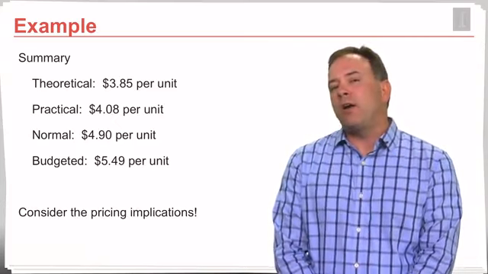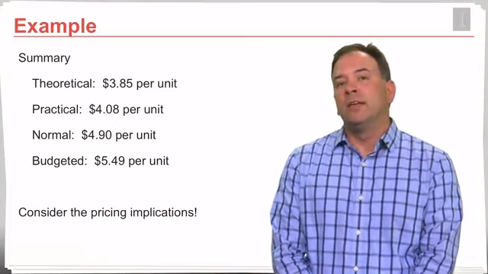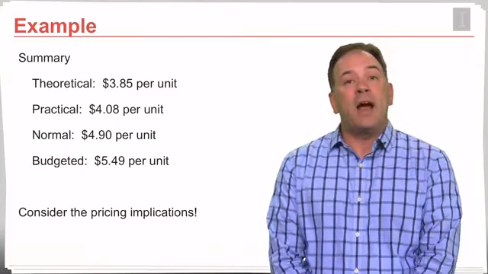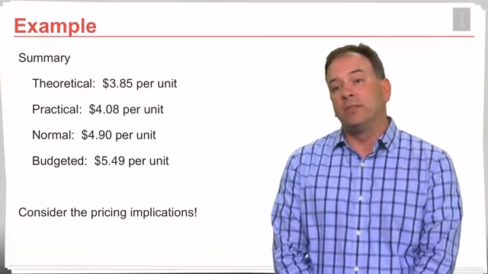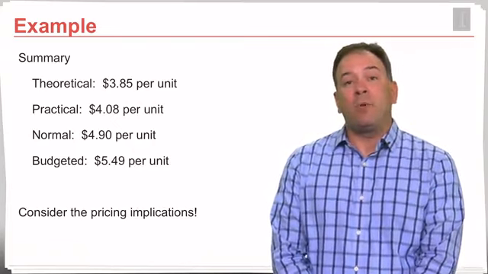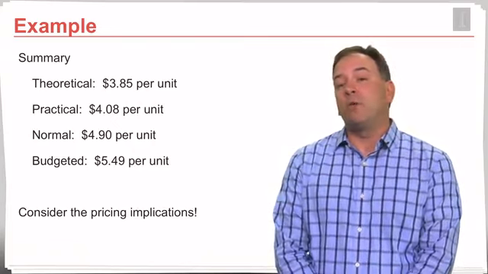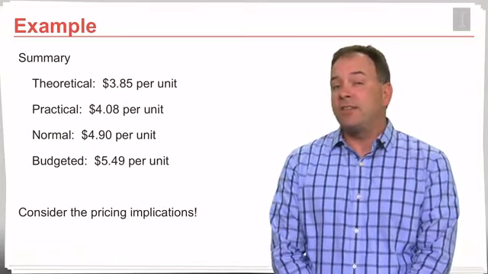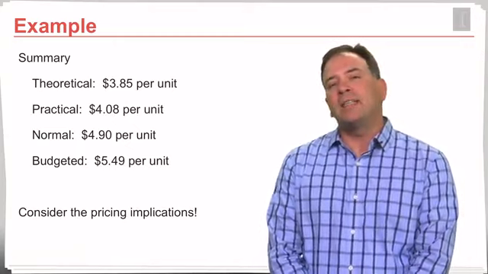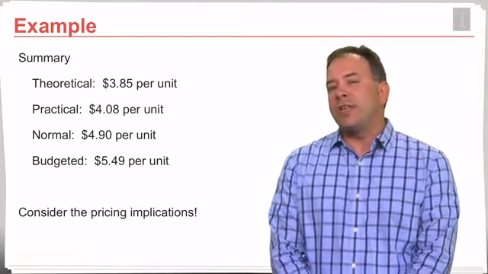Imagine using these product costs to price your product. And if you were using a theoretical basis, you would use a price based on a $3.85 per unit cost. If you're using the budgeted capacity, you would calculate price based on $5.49 per unit. Obviously, these have major implications for pricing. Before we move on to the next example, let's make sure that we understand this concept.